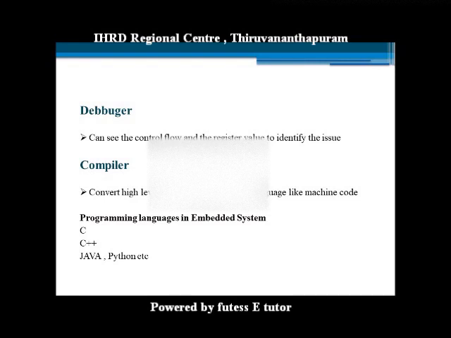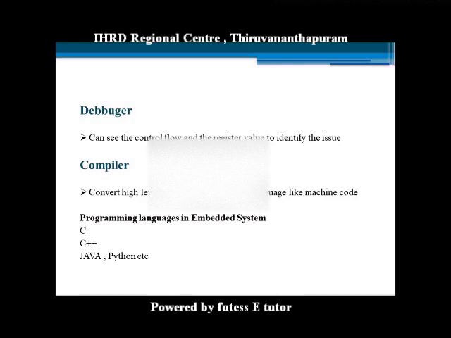Compiler. A compiler is a software tool that converts one programming language into the target code that a machine can understand. The compiler is basically used for translating the high-level language into low-level language like machine code, assembly language or object code. C, C++, Java, Python, etc. are the programming languages used in embedded systems.